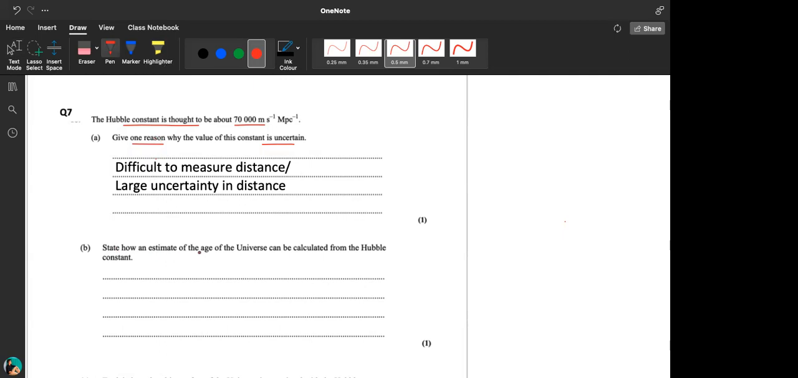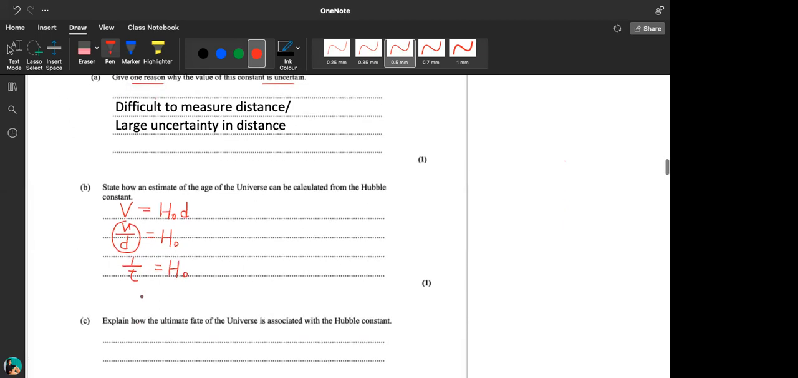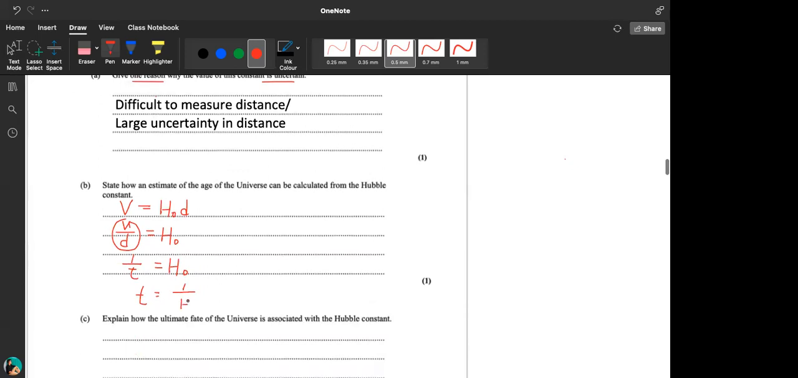State how an estimate of the age of the universe can be calculated from the Hubble constant. So this one we did. What we did was V equals Hubble constant times D. V over D is the Hubble constant. And this is 1 over T. T is 1 over the Hubble constant.